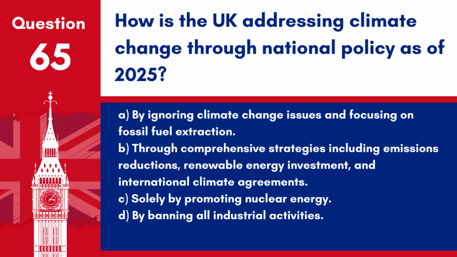Question 65. How is the UK addressing climate change through national policy as of 2025? A. By ignoring climate change issues and focusing on fossil fuel extraction. B. Through comprehensive strategies including emissions reductions, renewable energy investment, and international climate agreements. C. Solely by promoting nuclear energy. D. By banning all industrial activities.